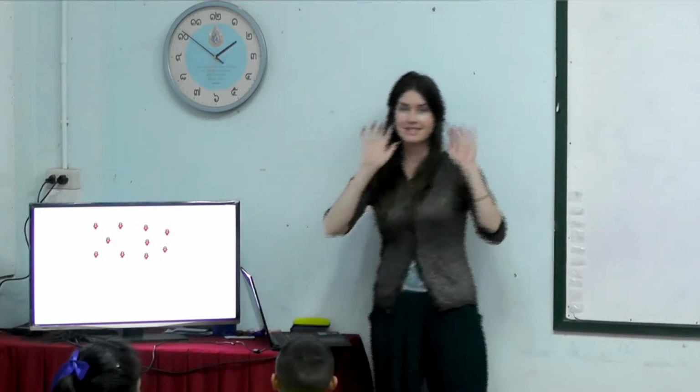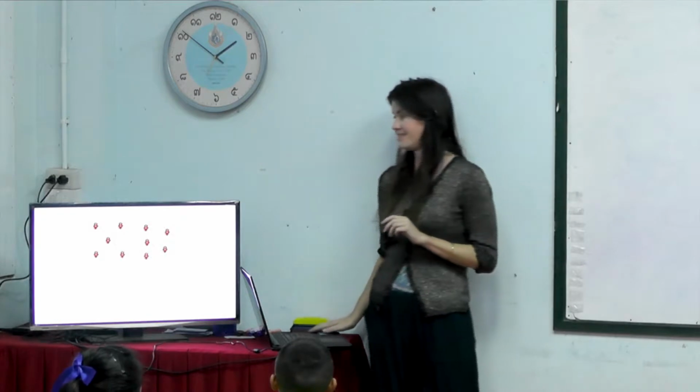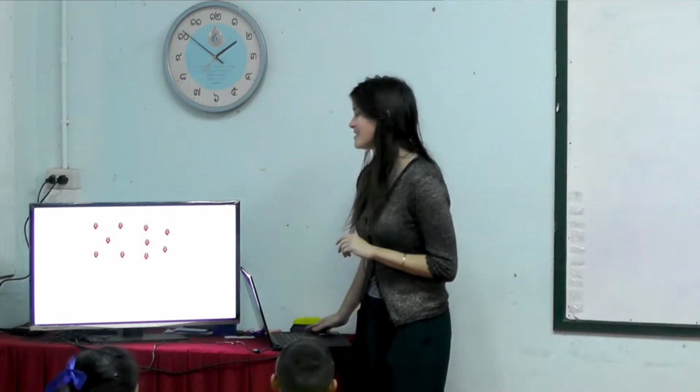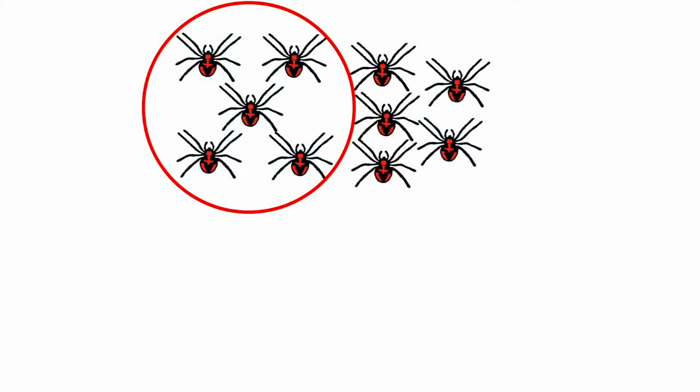1, 2, 3, 4, 5, 6, 7, 8, 9, 10. Yep, we've got 10 spiders. We're going to make 2 groups. How many are inside each group?